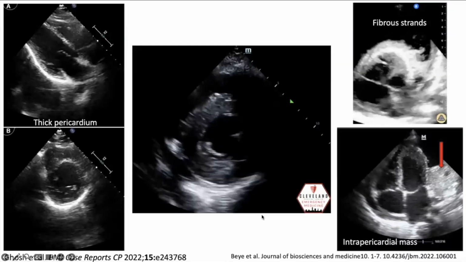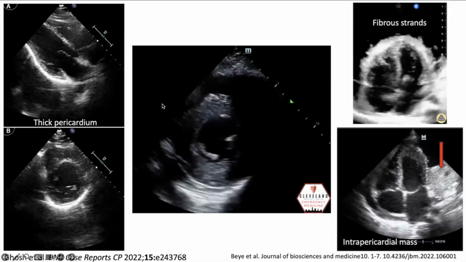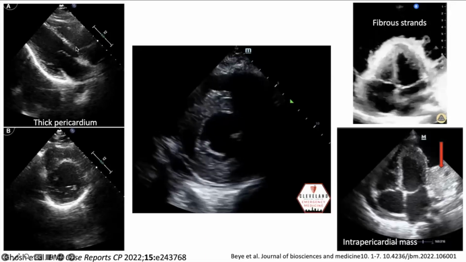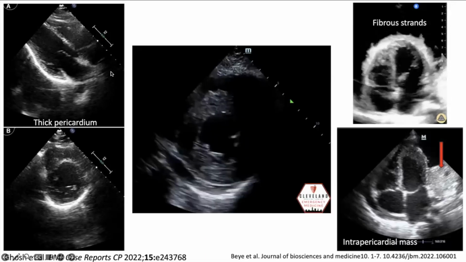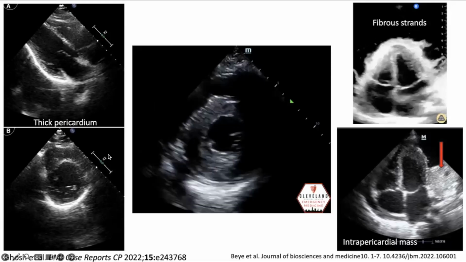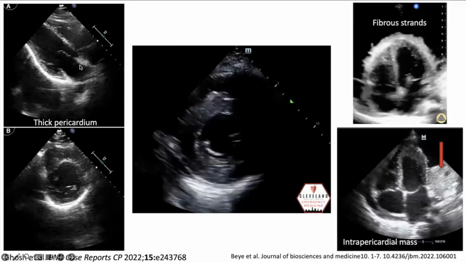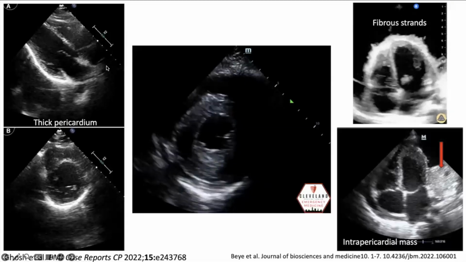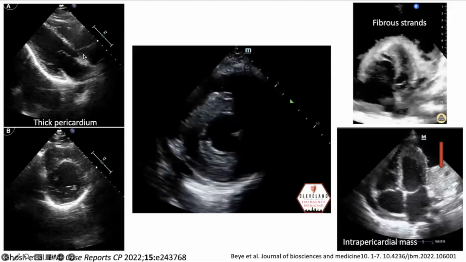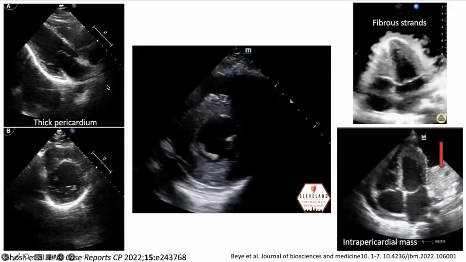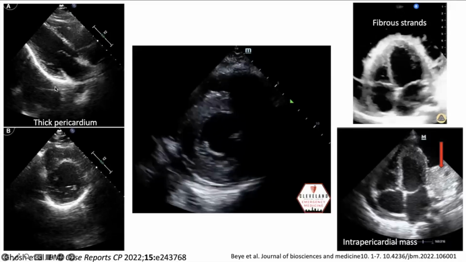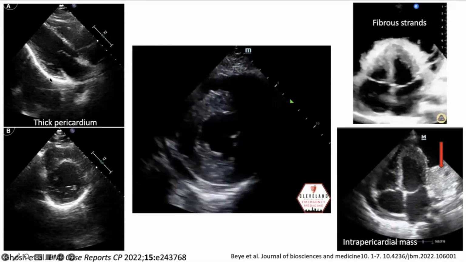This slide shows a few findings in pericarditis. So on this one over here, this is a parasternal long axis, and this is parasternal short axis. What I want to show you here is the bright, thick pericardium, and where the pointer is.